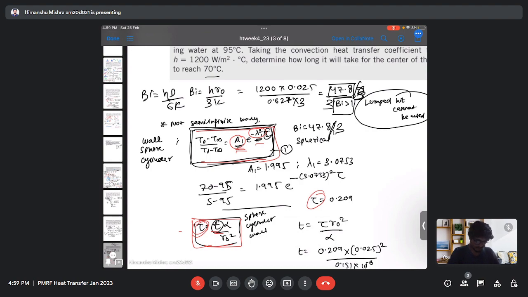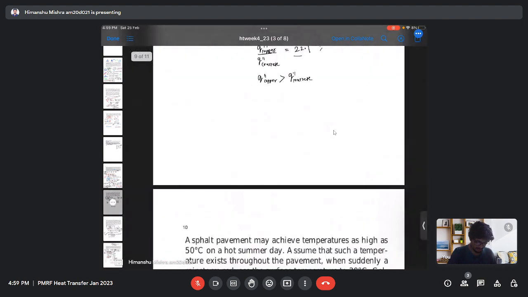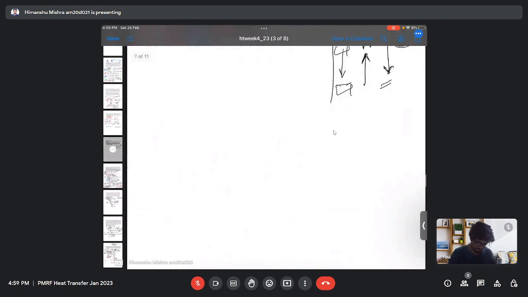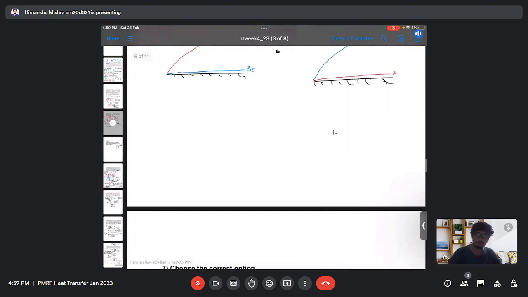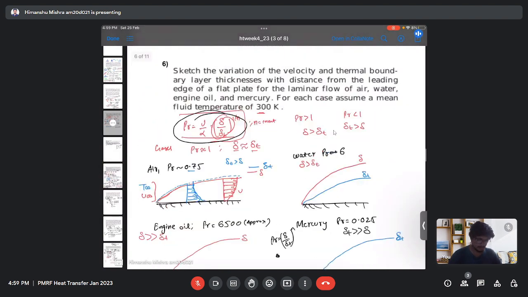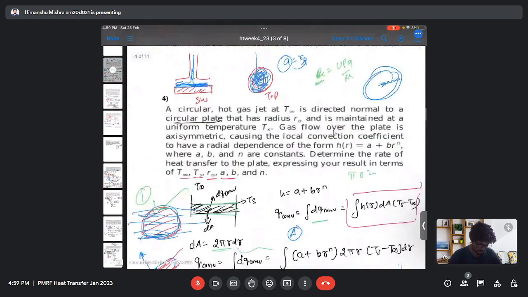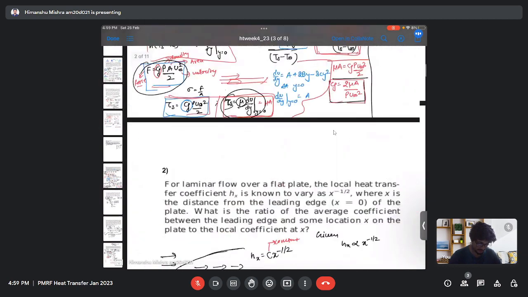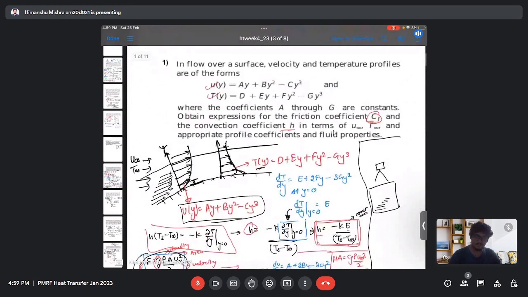So in this class we looked at some basic fundamental questions of heat convection and a few problems related to transient heat conduction. Next, we will dive a bit deeper into the external boundary layer heat convection problem. So that's it for today.